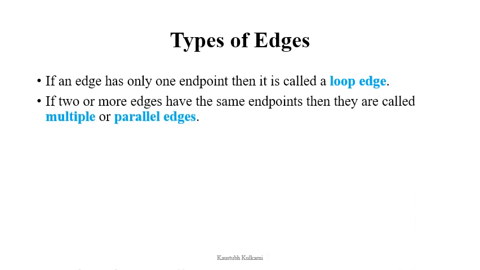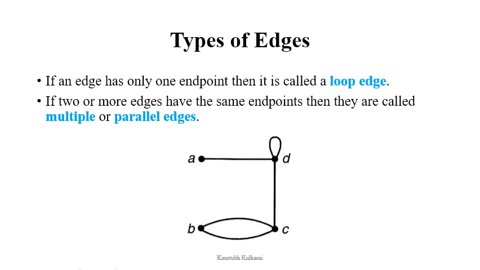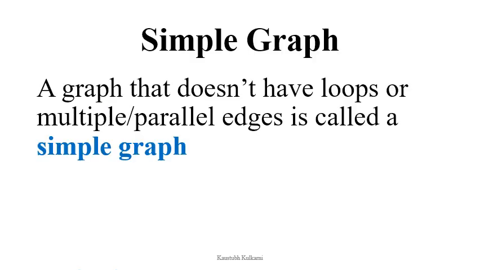If two or more edges have the same endpoints, then they are called multiple or parallel edges. So in this case, D has a self loop and there are parallel edges between the vertices B and C. A graph that does not have loops or multiple or parallel edges is called a simple graph.